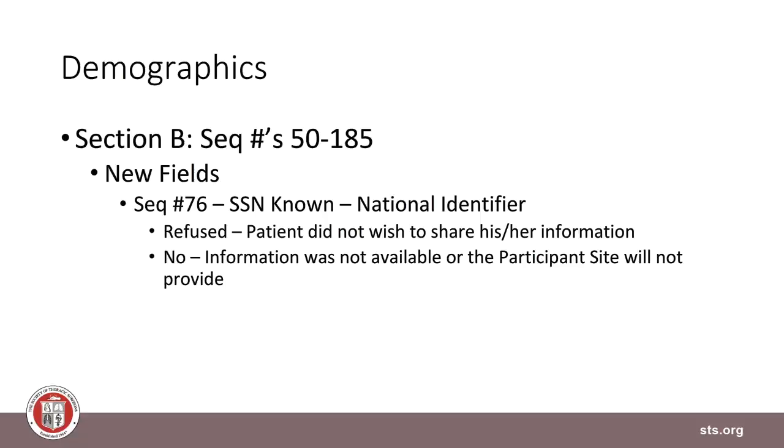The next section is the demographic section, sequence numbers 50 through 185. A new field was added at sequence number 76 titled SSN Known. The choices for this field are yes, no, or refused. Only select refused if the patient refused to provide this information. You can select no if your site does not wish to share this information with STS, the number was not obtained from the patient, or the patient does not have a national ID number. No other changes or clarifications were made to this section.